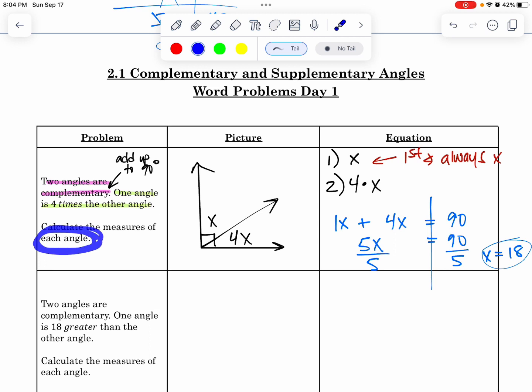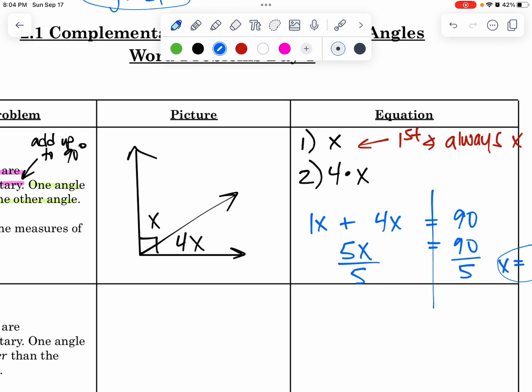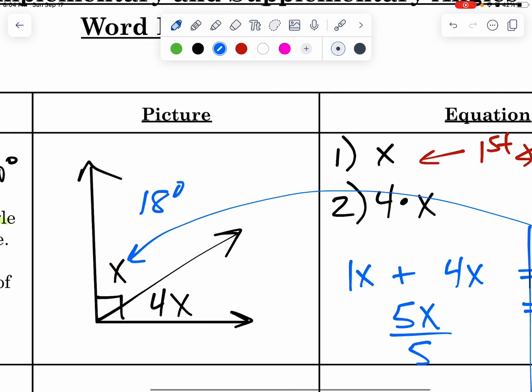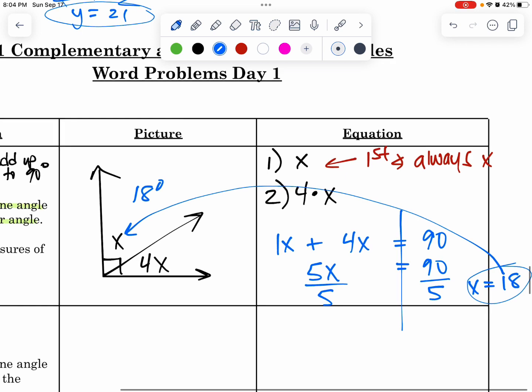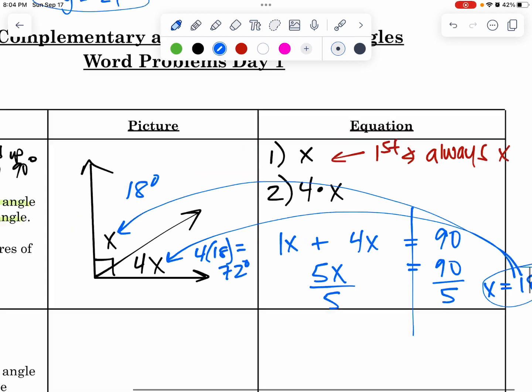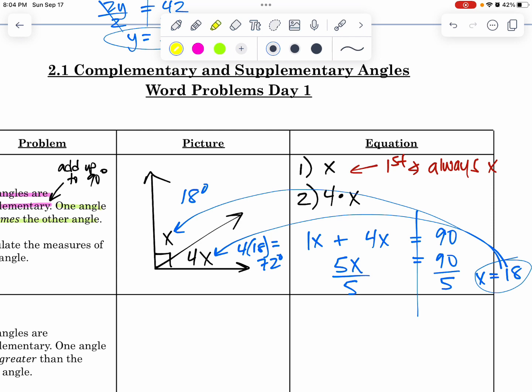The last part of the problem is to calculate the measures of each angle. So remember how to do that. You have to take the 18 and plug it in right here, and plug it in right here to get the actual measures of the angles. When I plug the 18 in here, this is 18 degrees. When I plug it in here, I do 4 times 18, which is 72 degrees. So my two angle measures, my final answer: the first one is 18 and the second one is 72.